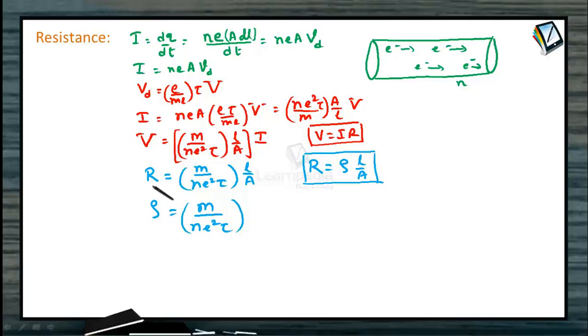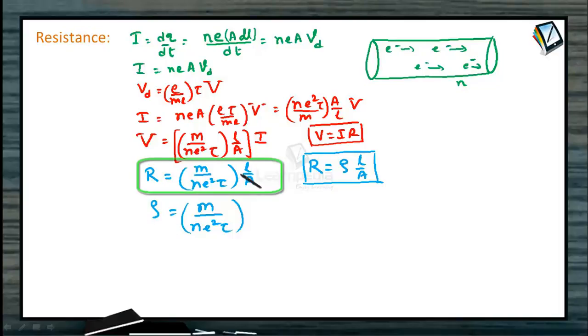So both resistance and resistivity depend on relaxation time, which in turn depends upon the temperature of the material. As the temperature of the material is increased, relaxation time decreases. That means the time taken between collisions of the electrons will decrease. As relaxation time decreases, resistance and resistivity both are going to increase.